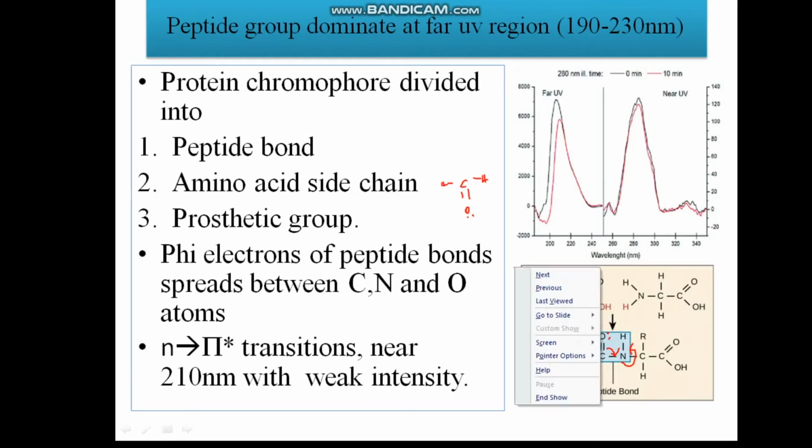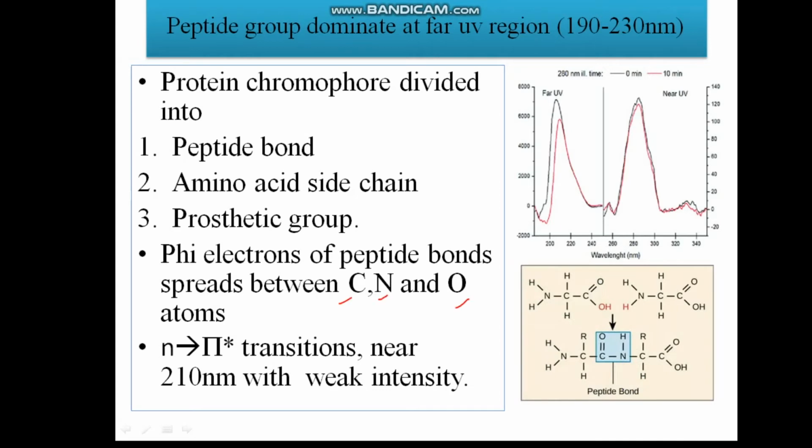all over, meaning it spreads across carbon, nitrogen, oxygen. Which carbon? This carbon. See, oxygen, carbon, and nitrogen. In these three atoms, this electron will spread. When it spreads, that leads to a weak interaction and that is attributed to n to pi star transitions, and it shows very weak intensity, probably epsilon max, that is intensity, would be only around 100. So it undergoes a weak transition.